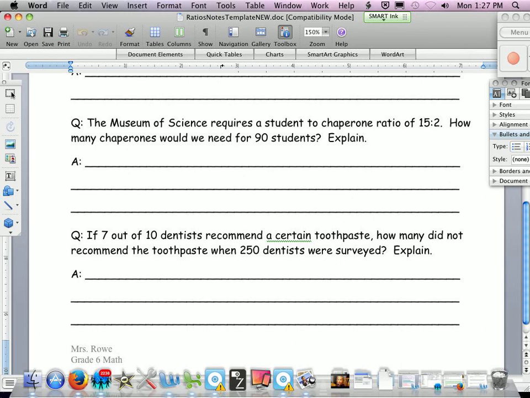Yes, sir. You need 12 chaperones. What's your logic there? Because there's 6 sets of 15 in 90, and then it would be 2 chaperones for each set of 15. Good.